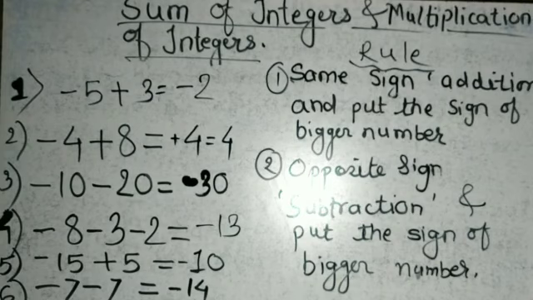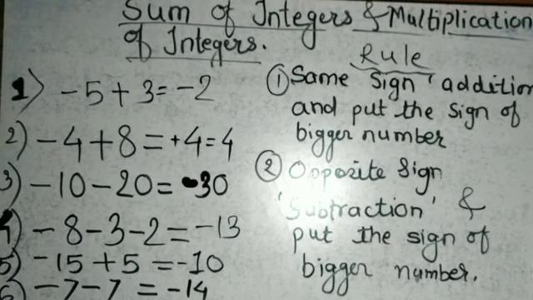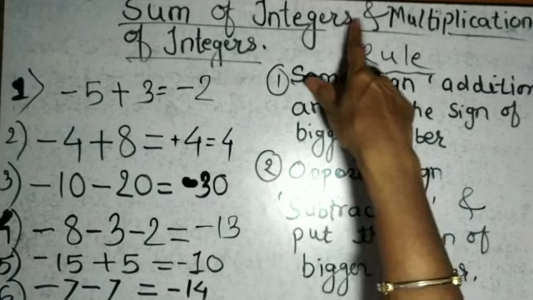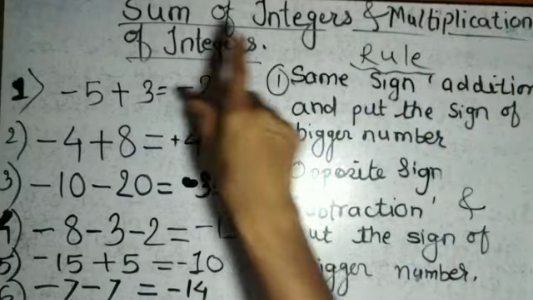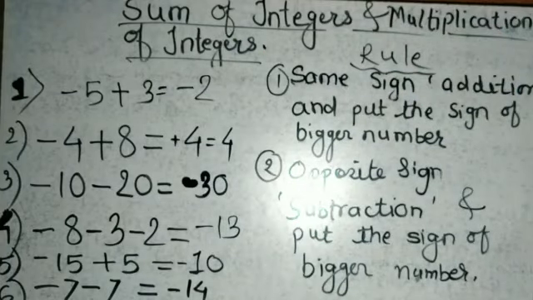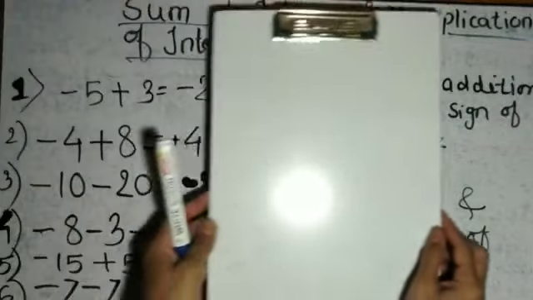So in this way, I have taught you how to do the sum of two integers. Now we are going to the next topic, the multiplication of two integers. How will we do the multiplication of two integers? Here for multiplication also there are some rules that I am going to write down.